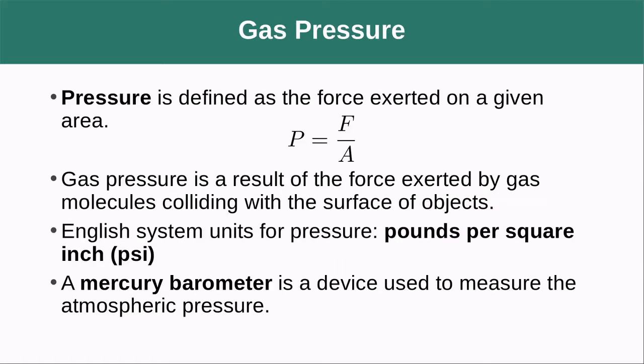So, gas pressure. Pressure is not just a quantity that gases have. It's defined in physics as any force divided by area. In gases, gas pressure is a result of the force exerted by gas molecules colliding with the surface of objects. In the English system, the units for pressure are pounds per square inch. And one measurement tool that we use is called a mercury barometer. This is a device that's used to measure the atmospheric pressure.